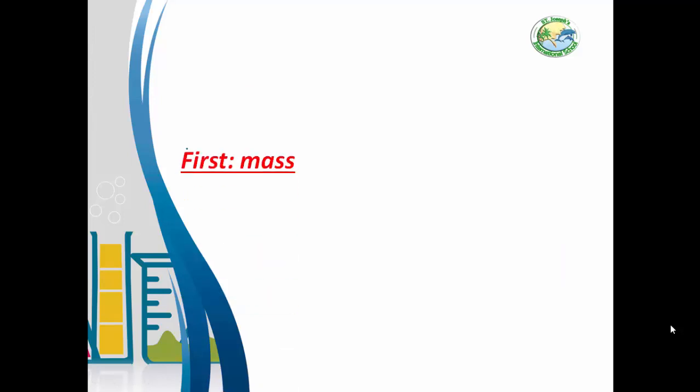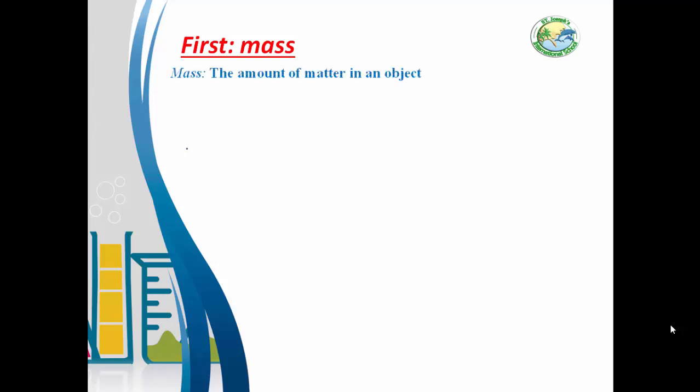First, we will talk about mass, or we will discover the concept of mass. We can say that mass is the amount of matter in an object. It means if we are talking about a wooden chair, the mass of this chair is the amount of wood in this chair. So mass is the amount of matter that the object contains. And also we will study the properties of mass.